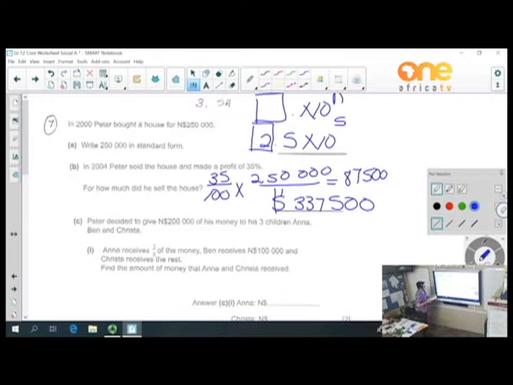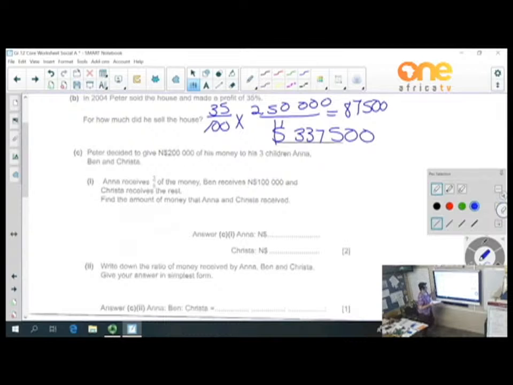Peter decided to give 200,000 of his money to his 3 children, Anna, Ben, and Krista. Anna received 3/8 of the money. Ben receives 100,000, and Krista gets the rest. And now we have to calculate what Anna and Krista gets. So this is just 3/8 of the 200,000, which is what?